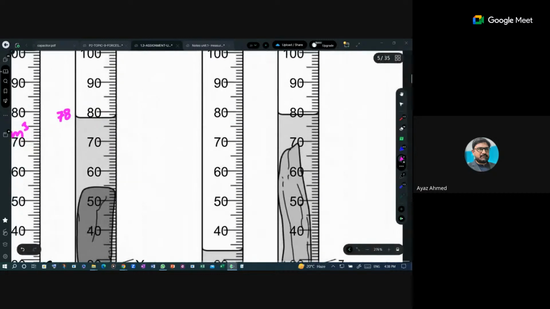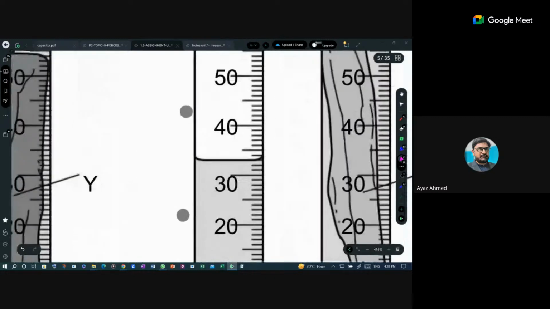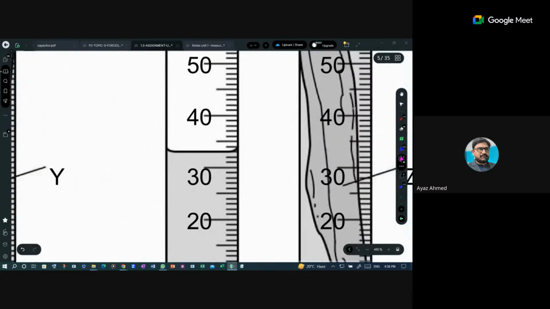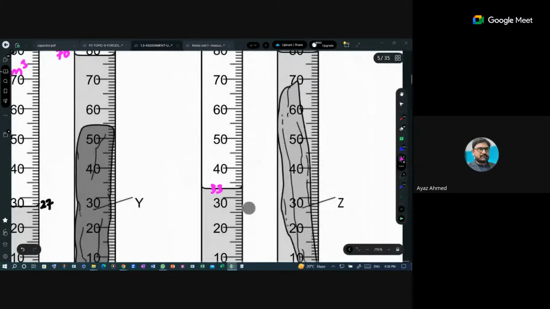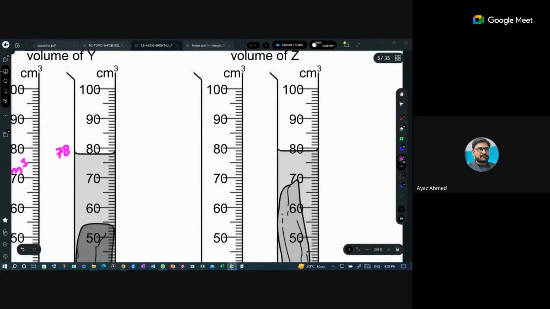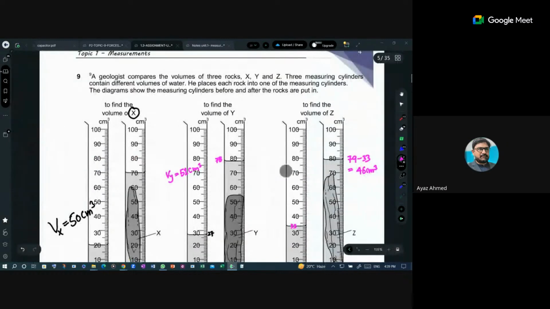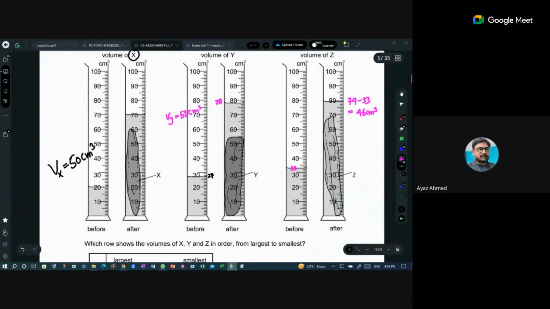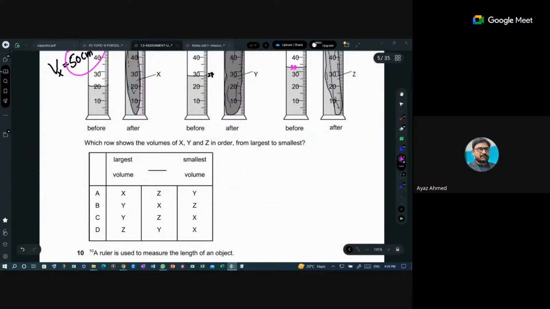And what about this rock? Its initial volume is 33 and final volume is 79. So 79 minus 33, 46 centimeter cube. Right? So 46, 51, and 50. Remember these three values.